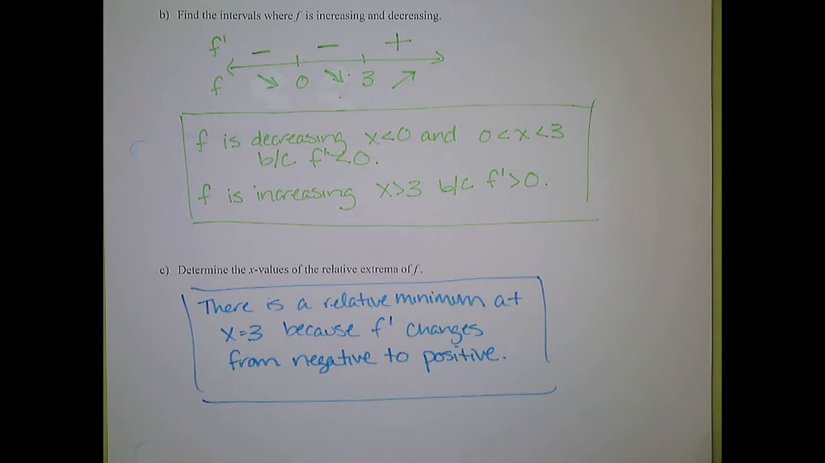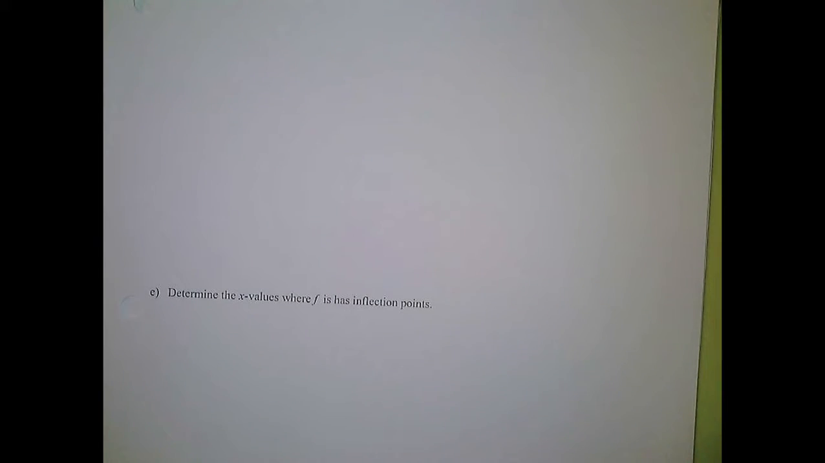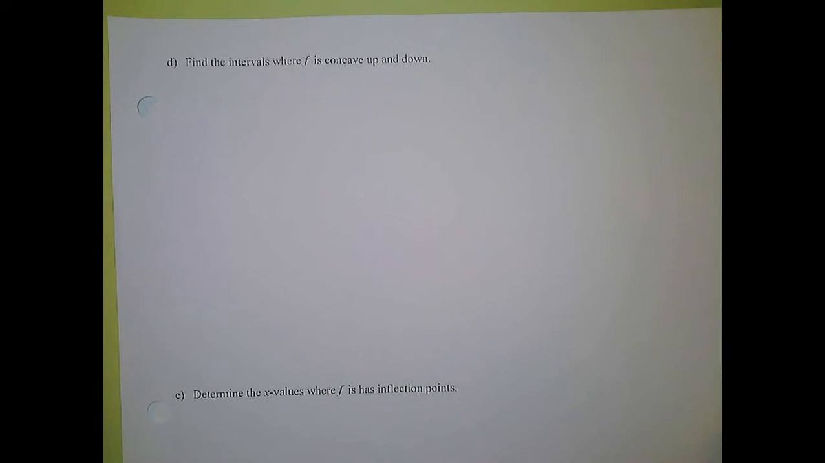Okay, so now that we've used the first derivative to determine our relative extrema and intervals where the function is increasing or decreasing, we can move on to discuss the concavity of the function. And the concavity, we use the second derivative to determine. So for part D, they want us to find the intervals where f is concave up or concave down.